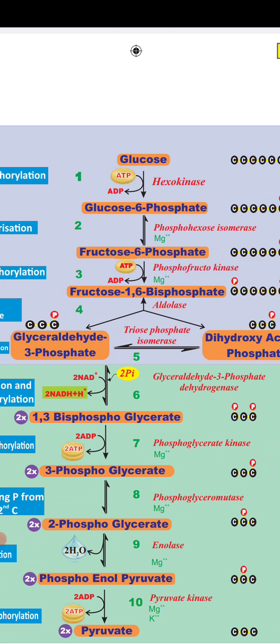Now this fructose 1,6-bisphosphate, in the presence of the enzyme aldolase, will split into two 3-carbon compounds. They are glyceraldehyde 3-phosphate and dihydroxyacetone phosphate. Both these glyceraldehyde 3-phosphate and dihydroxyacetone phosphate are isomers. So here what will happen? Next, this glyceraldehyde 3-phosphate will again undergo reduction.